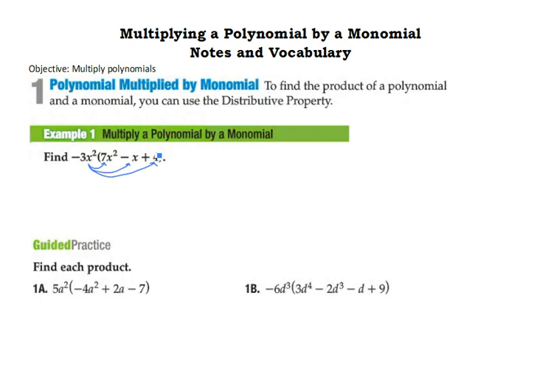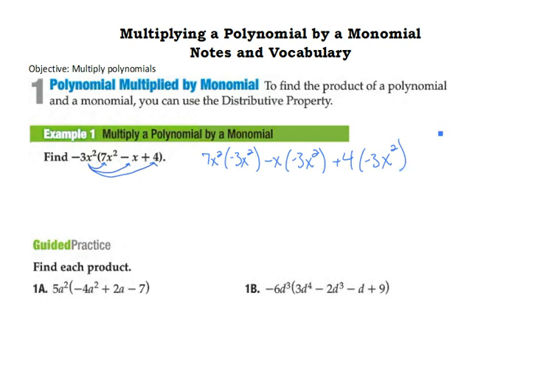for each one of those. So I'm going to write out each one. I have 7x squared that I'm multiplying by negative 3x squared. I have negative x that I'm multiplying by negative 3x squared. I have a positive 4.